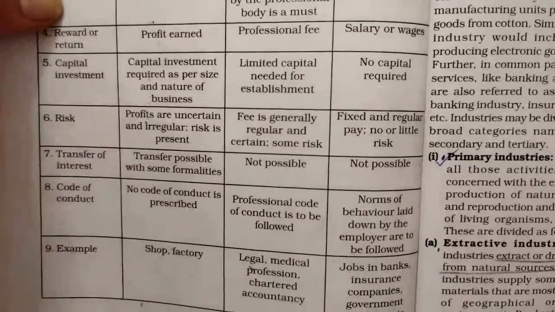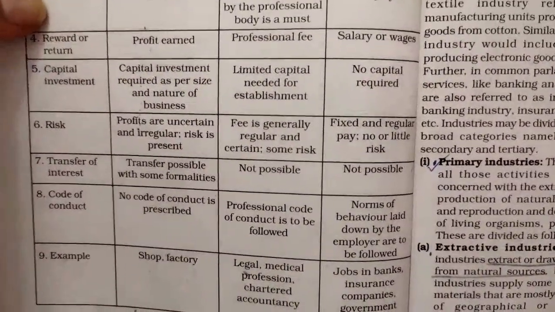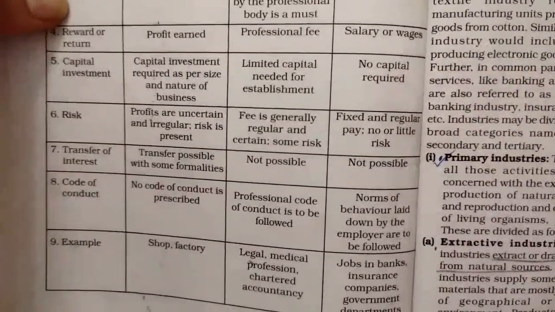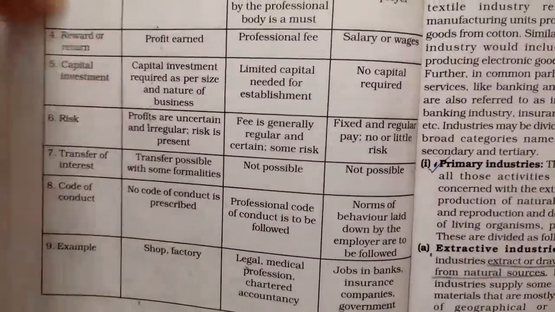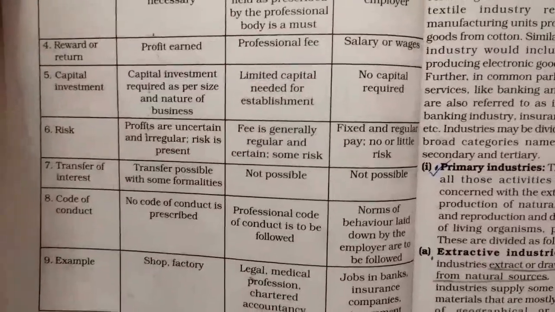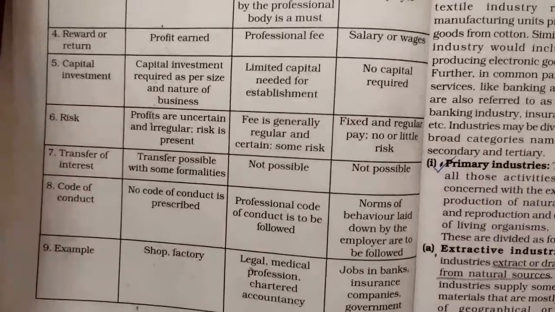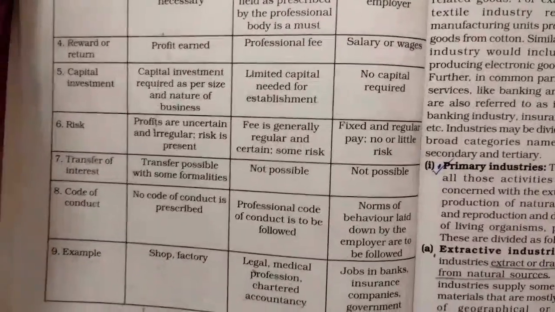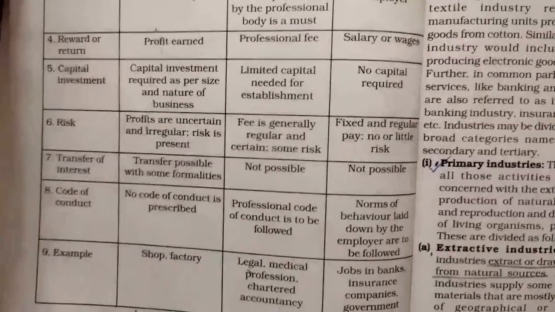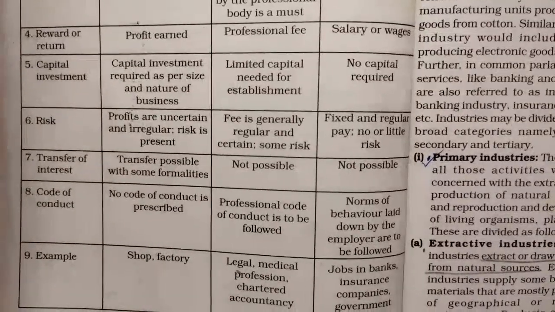Now talking about transfer of interest. In business, transfer is possible with some formalities. For example, an HUF, Hindu undivided family business, a joint family business, in which there is a karta. If the karta for any reason is not running the business, the next eldest member of the family will take up the position of karta. In profession, transfer of interest is not possible, because a doctor's son or daughter will not become a doctor, as membership is required. In employment, it is not possible.